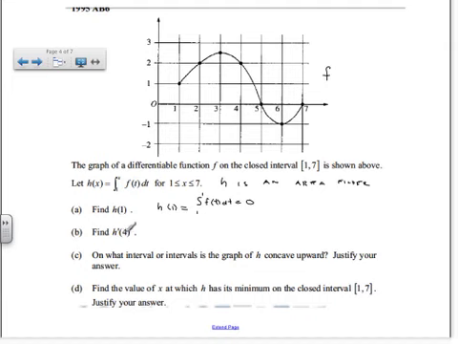Find h prime of 4. Well, first let's find h prime of x. Again, the fundamental theorem tells us that the derivative of an integral is the integrand as a function of x. From there, we'll plug in 4. So h prime of 4 is the same as f of 4. From the graph, we can look up and see that that is 2.